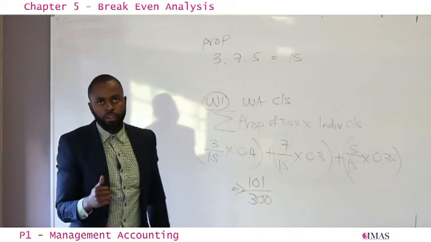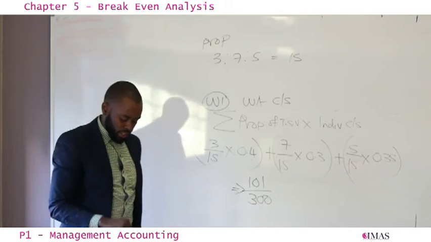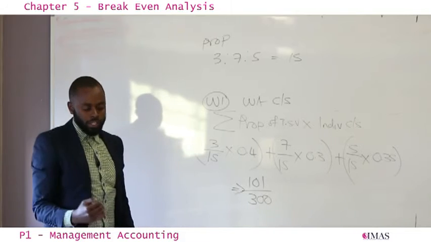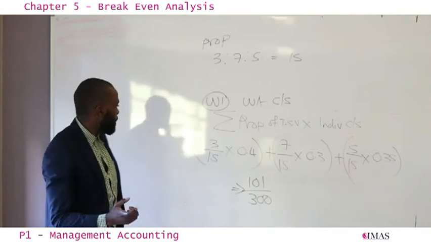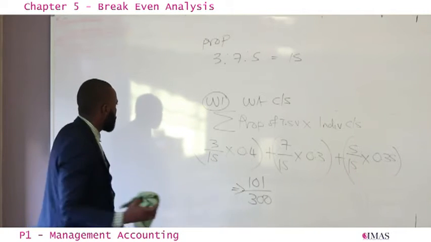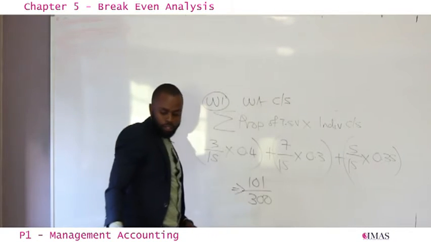It's 101/300. So as a decimal, 0.33666 recurring 6. So I prefer to keep the answer as a fraction, because once I start rounding off here, if I'm going to round off again the answer, I might have problems. So once you get the weighted average contribution to sales ratio, now we can go back to our formula.